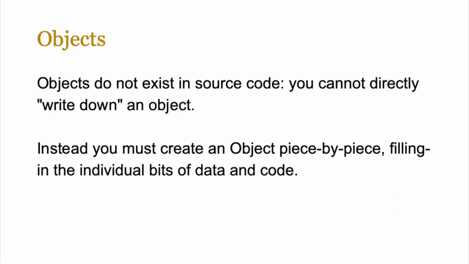Now, objects do not exist in source code. You cannot directly write down an object. Instead, you must create an object piece by piece, filling in the individual bits of data and code. So think about how we did the record data type. We had to assign each individual attribute a particular value. That's exactly what happens with objects as well.